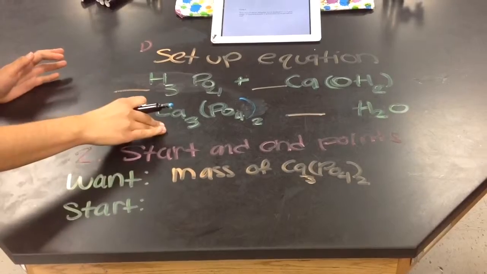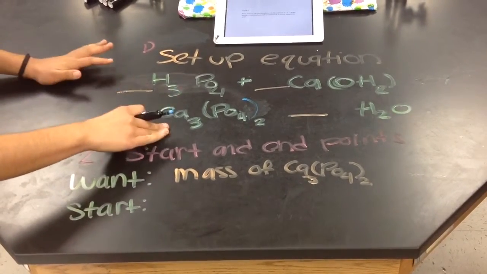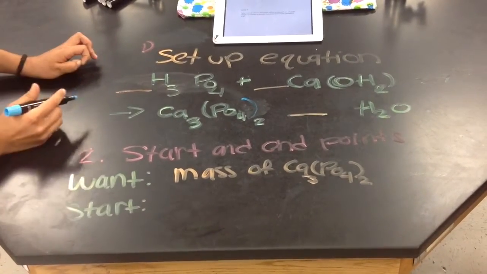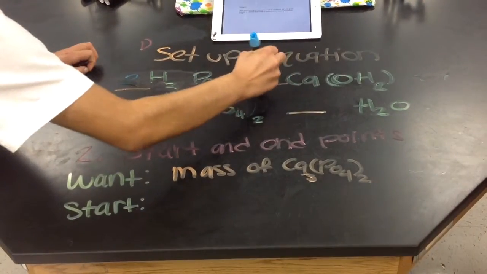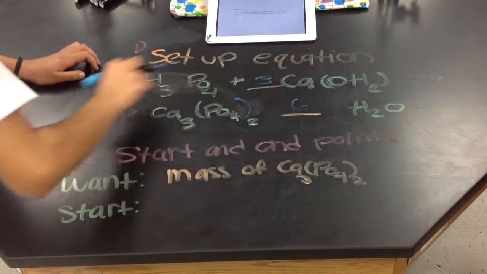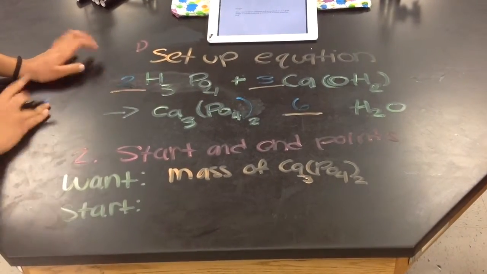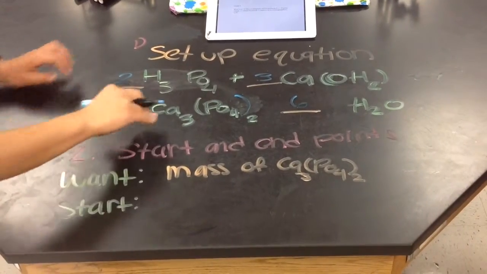We have this set up. All the charges are set. So let's now balance this out. Here we'd add a 2. Here we would have a 3. And over here we have a 6 to balance out the amount of hydrogen, the amount of calcium, and the amount of oxygen in each of these.